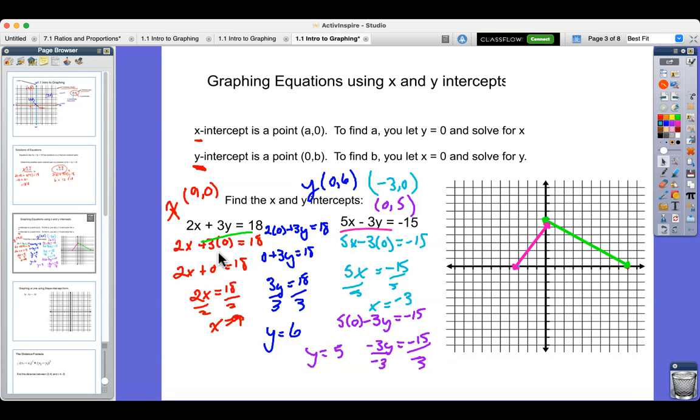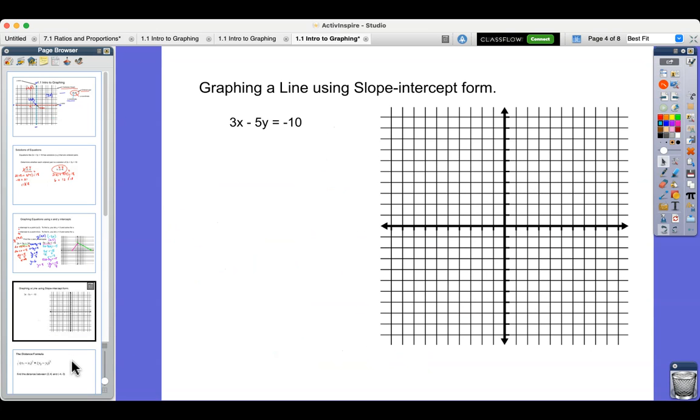Now this is an easy way of doing this, but it is a little tedious because you go through the x's and then the y's. You have to find them both, graph them, and then draw a line. Let's look at a different way of doing this. What about graphing a line using slope-intercept?